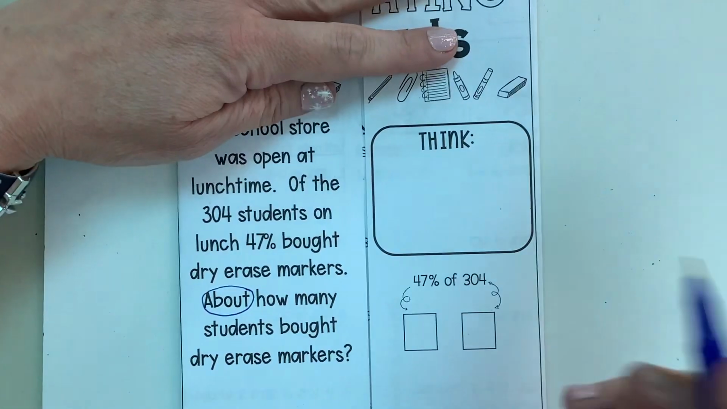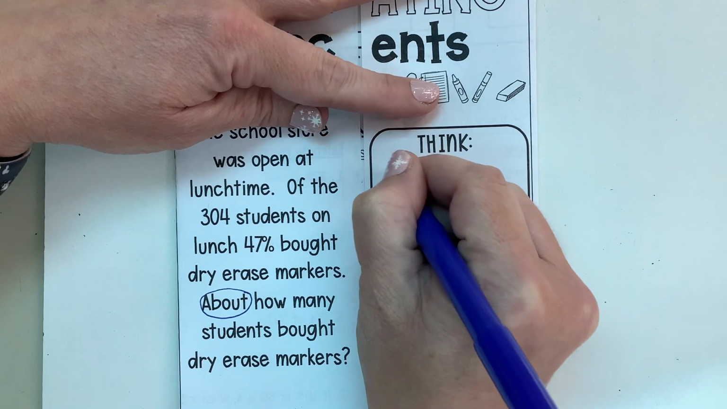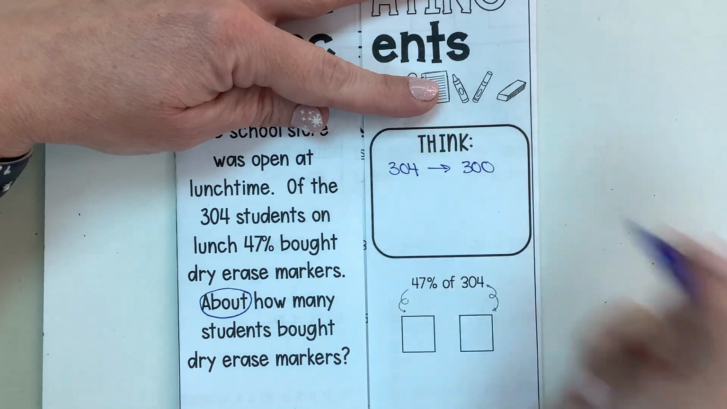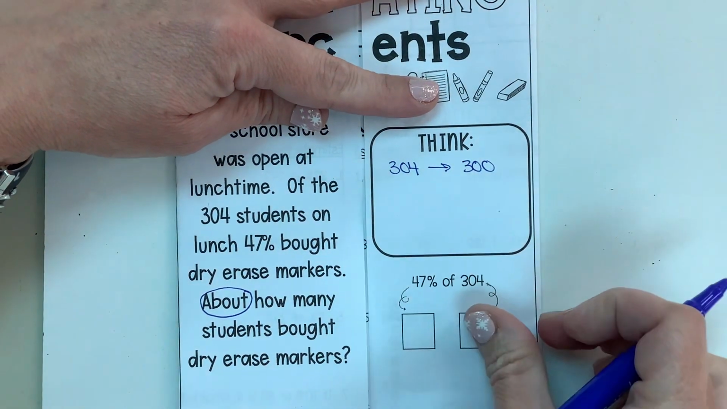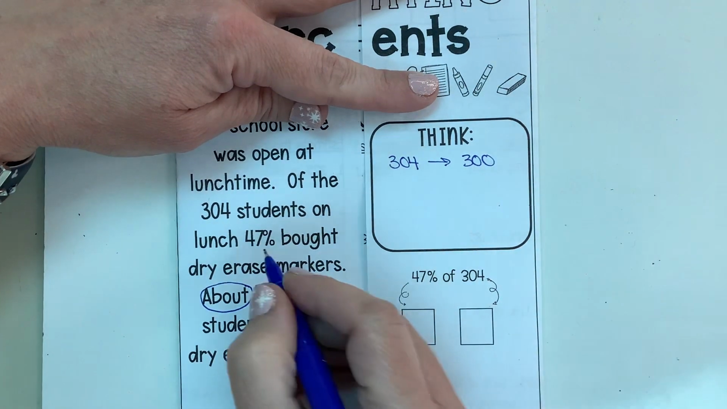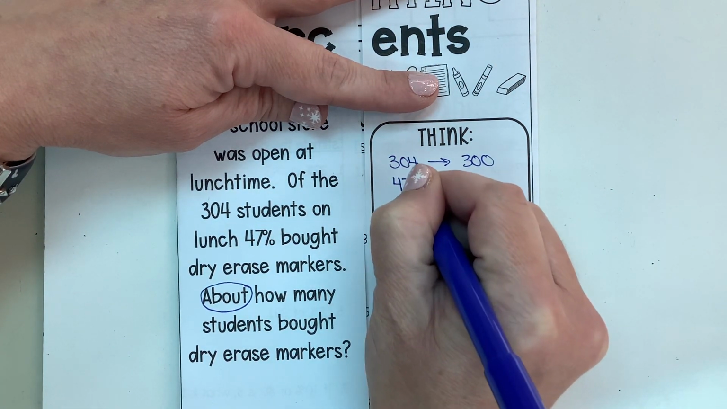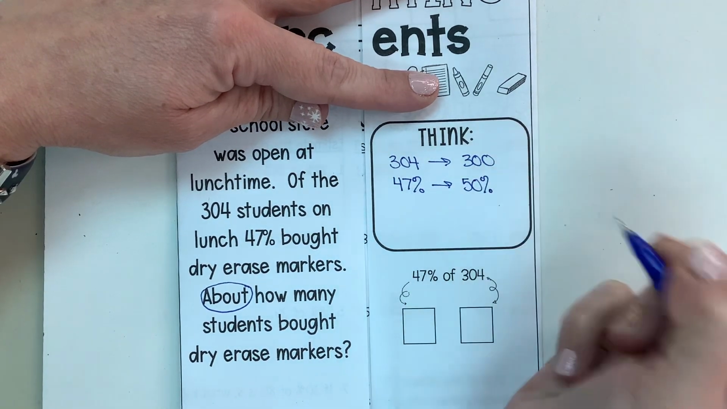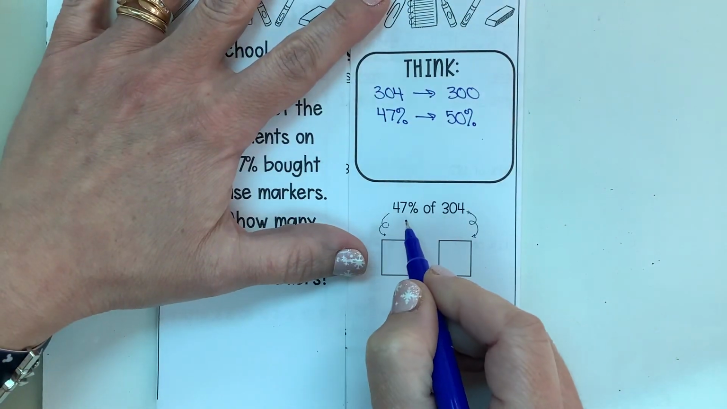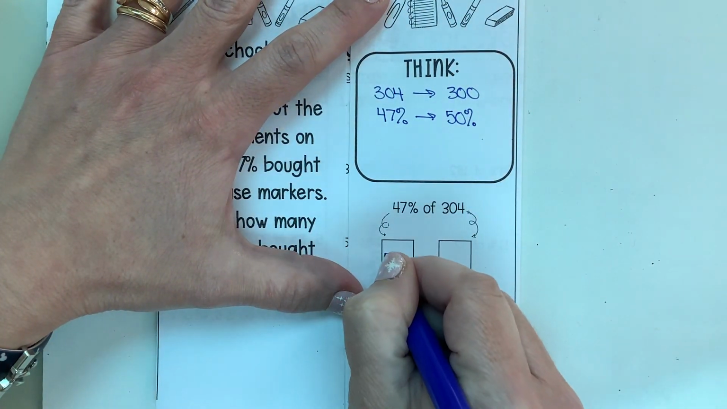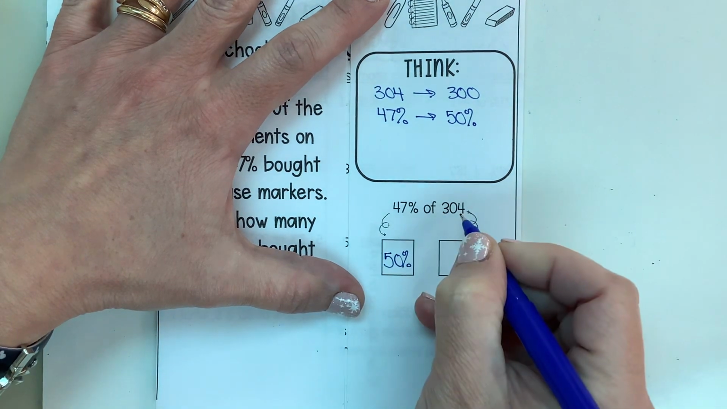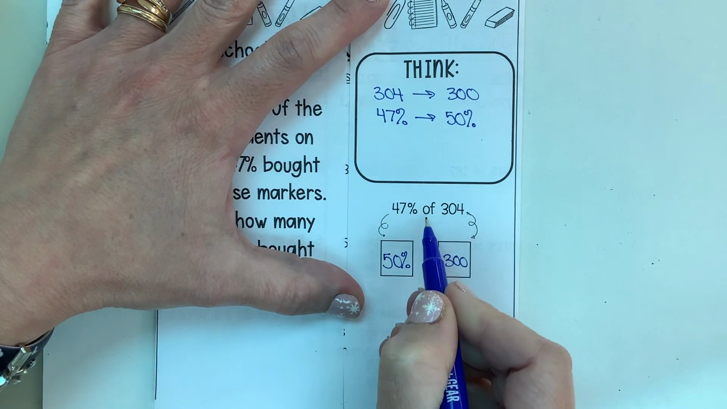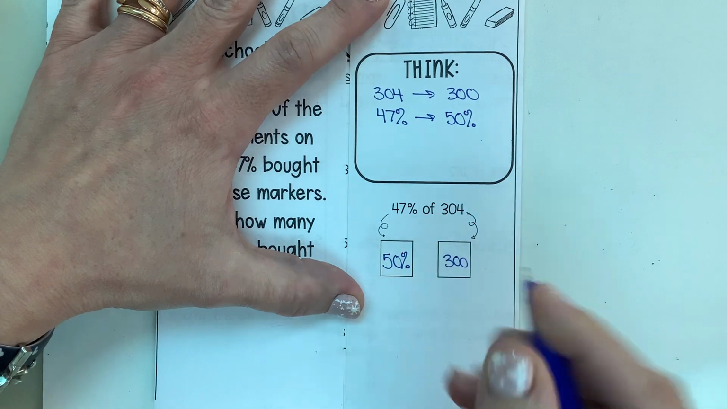Okay, so what we are thinking is, I have 304 students, but we could probably round that to 300 to make it a little bit easier. Remember, estimation is about making it so that you don't need pencil and paper. And then they tell us 47%. Well, 47% is pretty much 50%, right? So let's use our 50% since it's a little bit easier. And 304, let's use our 300 since that's easier. What does of mean? Who remembers?